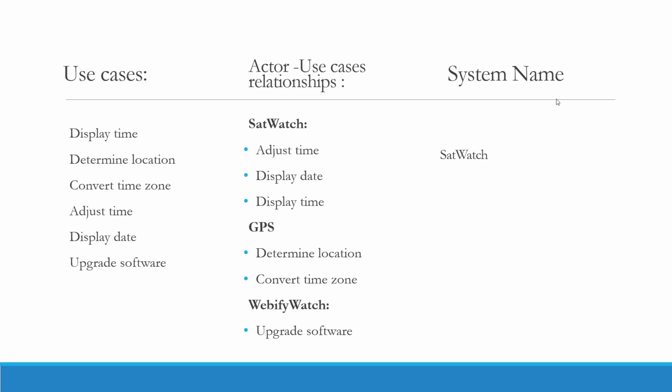the three use cases. The GPS will determine the location in the corner time zone. These are the use cases where the GPS will be associated with the determine location and the convert time zone. The Wi-Fi is related with the upgrade software. Then the name of the system is SatWatch. So let's continue how this will be drawn using the Visual Paradigm.